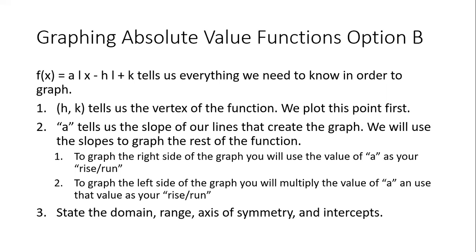To graph the left side of your graph, you will multiply the value of A by -1. I forgot that whole sentence. Multiply by -1, and use that value as your rise over run. Then state the domain, range, axis of symmetry, and intercepts.